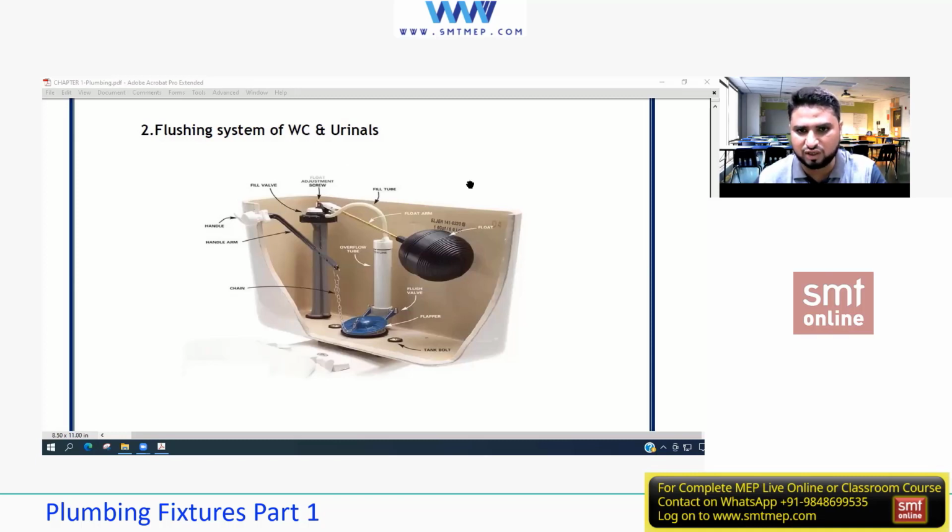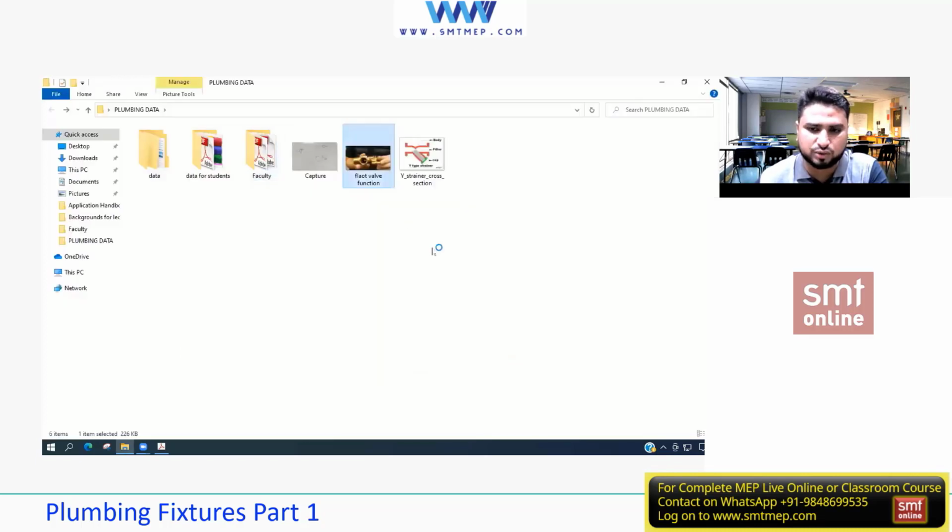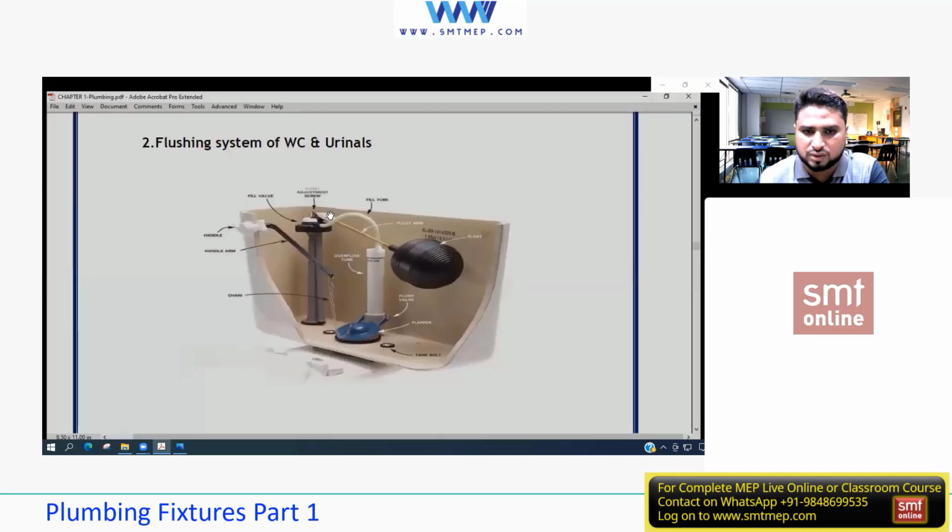Don't get confused. Has anyone seen a flushing tank connected with a urinal? Anyone? No? Yes, online. No, sir. So this is just with the WCs, and this is how it works. We'll be having one knob over here. This is the float valve function. You can see, but before that, this is the float valve.